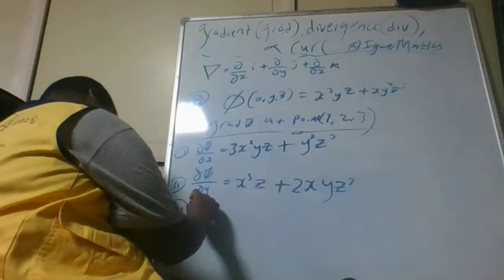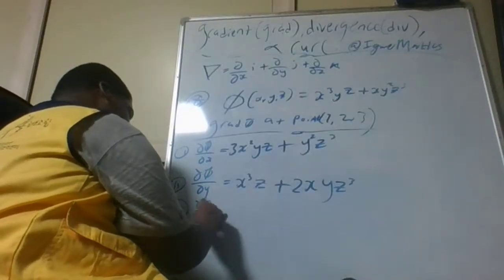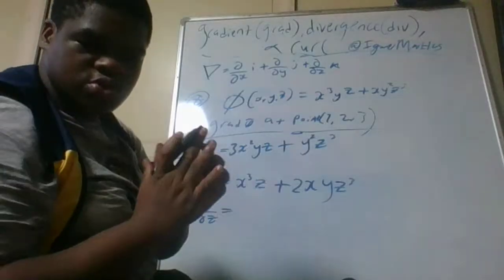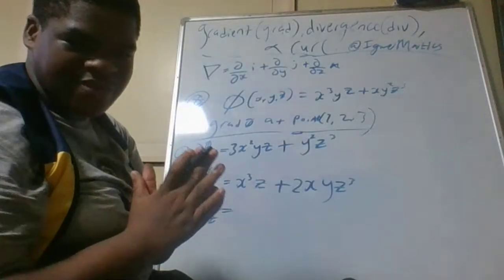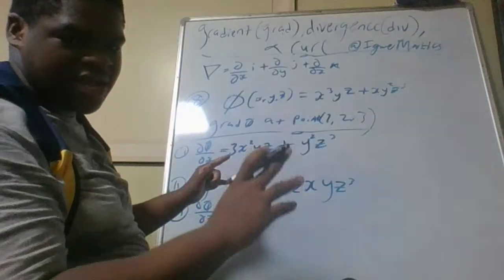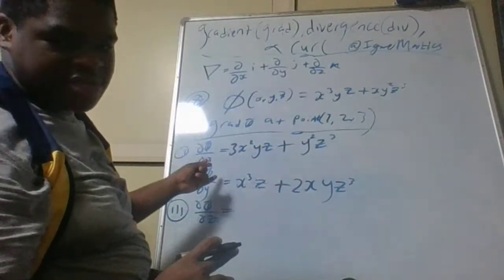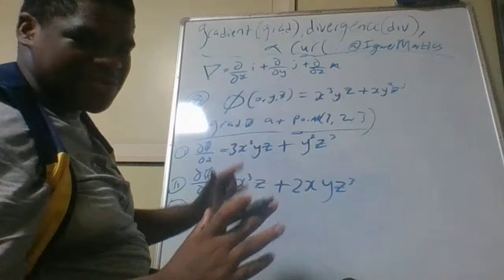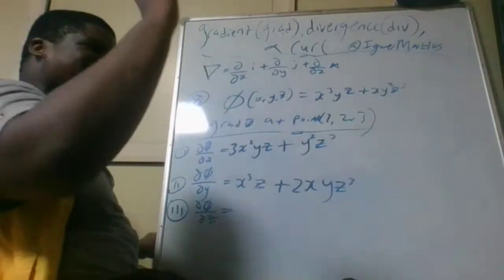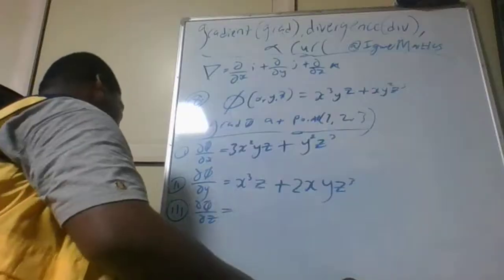Number 3. We partially differentiate 5 with respect to z. And I use this opportunity to ask for forgiveness from those people that I promised in the last video that I'm going to do this in a straight line, and I'm still not breaking it down again. Please forgive me. Thank you, Namadi.